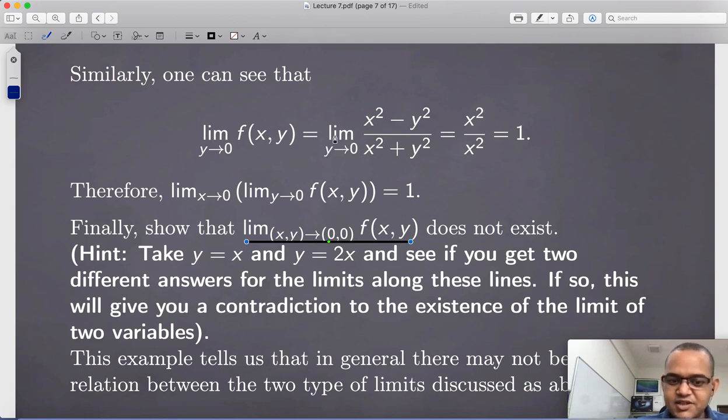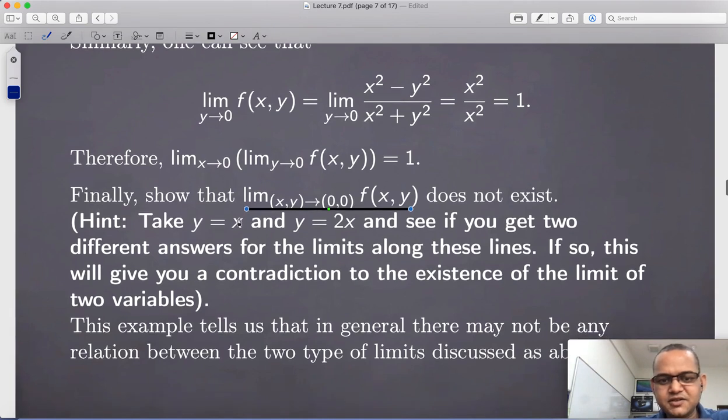These are the questions which you need to think about, and if you think about it, you will understand it in a much better way. I have given a small hint here to get this part. We know that the limit has to be unique if it exists, so just take two different paths, y equal to x and y equal to 2x, and see if this leads to two different answers. If that happens, then you get that the limit does not exist.